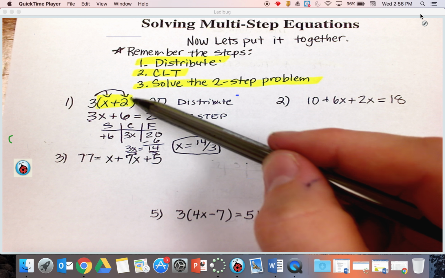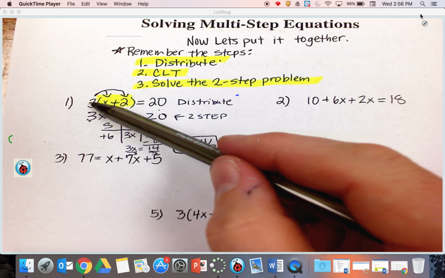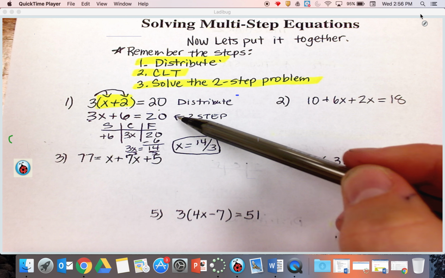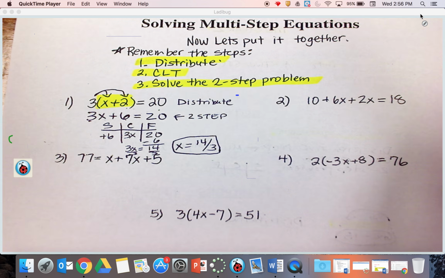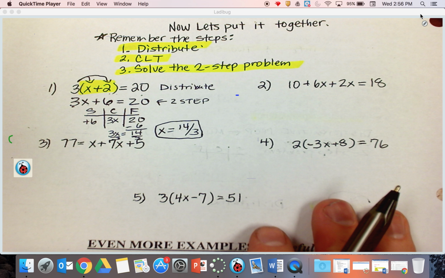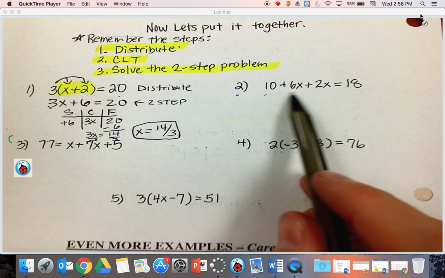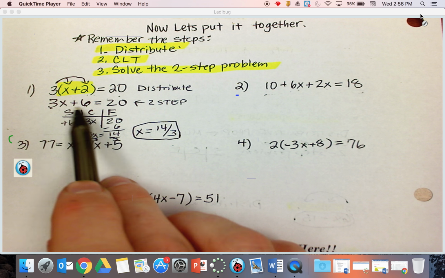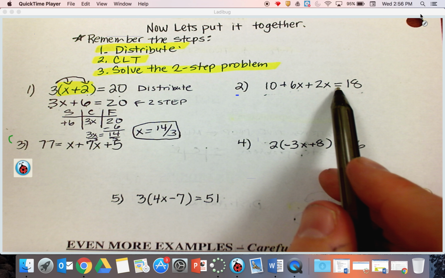We have our parentheses. So we distributed 3 times x and 3 times 2. Got our two-step problem, put it in our organizer, and went forward. Okay? Let's look at number 2. Number 2 is not a two-step problem because I have 2 x's. It doesn't look like this. So what I need to do first is go through my steps.